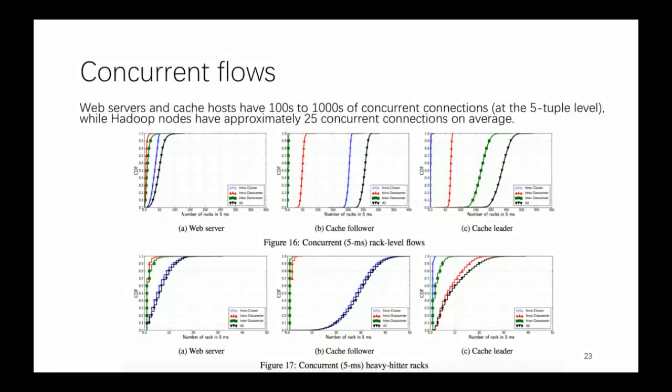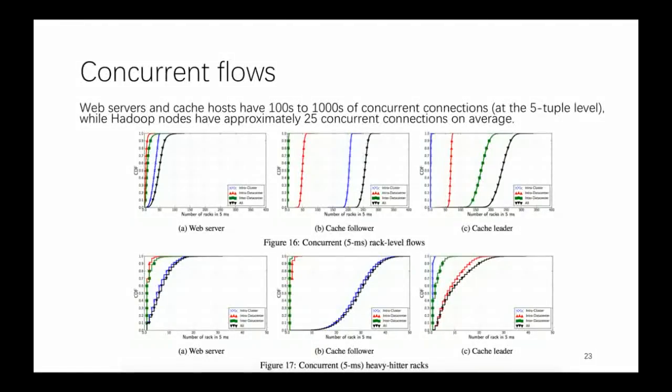We try to restrict our focus to heavy hitters because some switch designs employ different technologies for larger flows. We see that the median number of heavy hitters is 6 to 8 for web servers and for cache leaders, with an effective max of 20 to 30. Cache followers, although, have 29 heavy hitter racks in the median case.